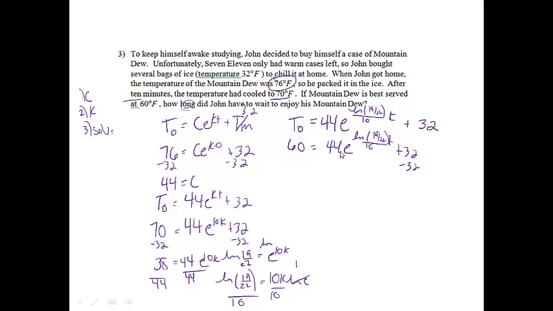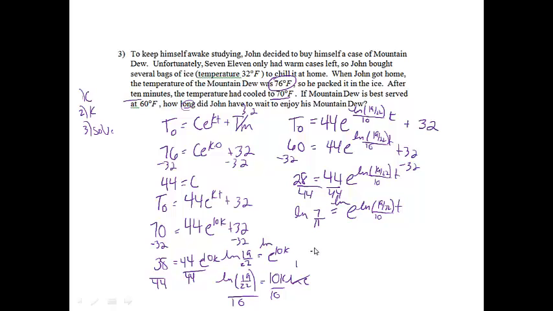So I'm going to subtract 32. And when I do that, I will get 28 equals 44 e to the ln 19 over 22 divided by 10t. And we'll divide both sides by 44. And again, I'm going to reduce that, although you don't need to. Actually, it's going to reduce to 7/11 equals e to the ln 19 over 22 divided by 10t.